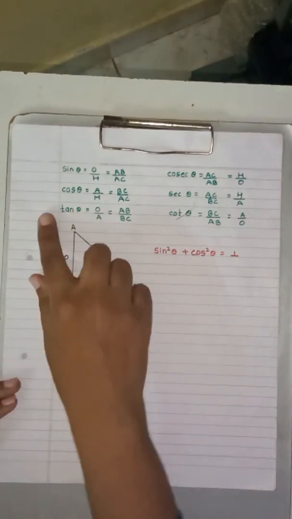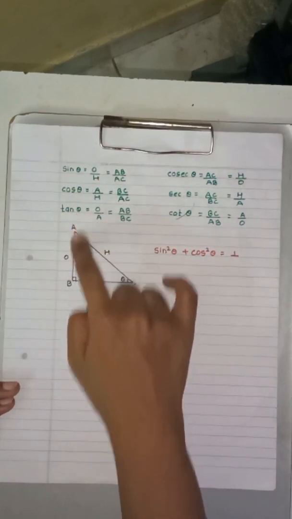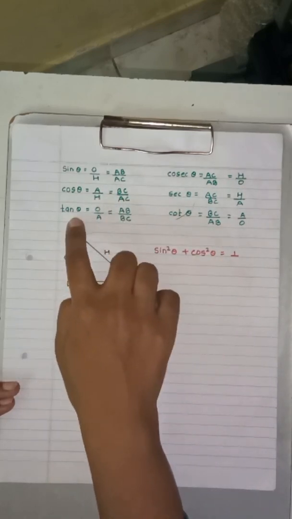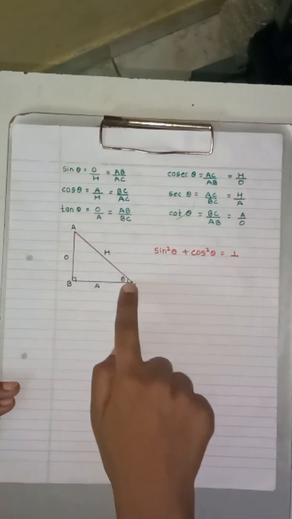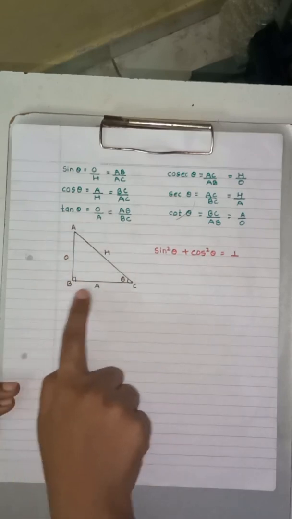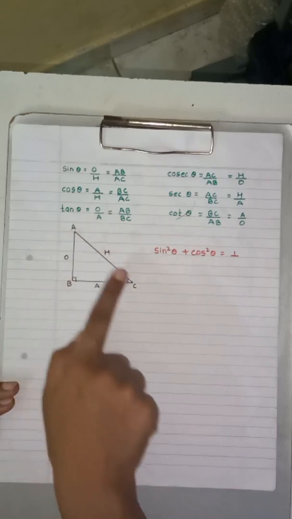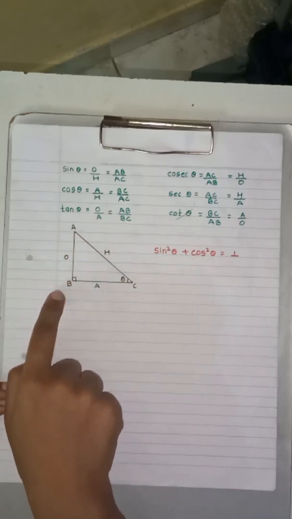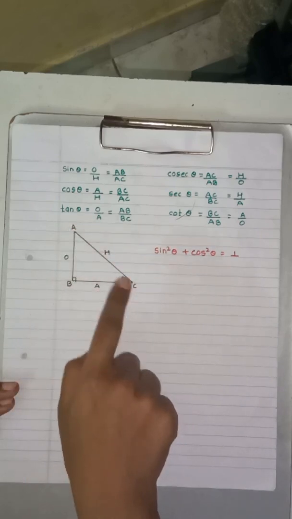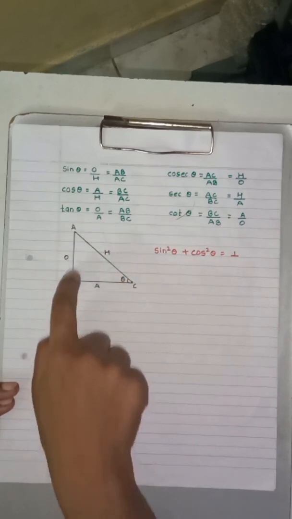So we'll just recall. Sine theta means opposite upon hypotenuse, that means AB upon AC. Cos theta is adjacent upon hypotenuse, that means BC upon AC. Tan theta means opposite side upon adjacent side, that means AB upon BC. Cosec theta is hypotenuse upon opposite side, that is AC upon AB. Sec theta is hypotenuse upon adjacent side, that means AC upon BC. And cot theta is adjacent side upon opposite side, that is BC upon AB.